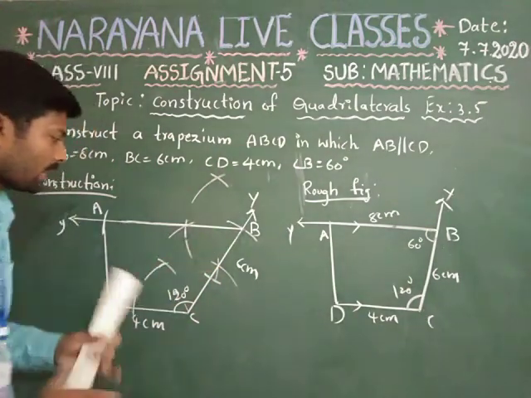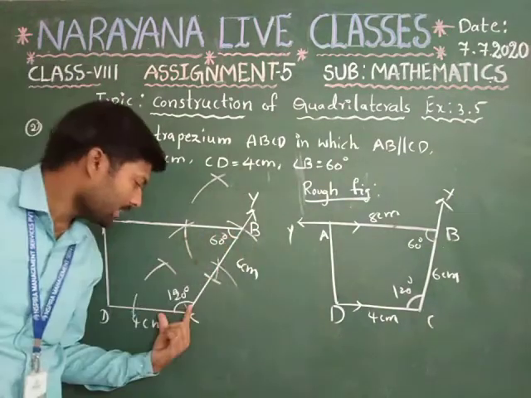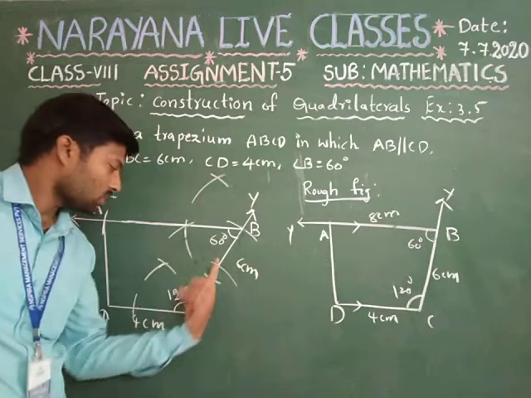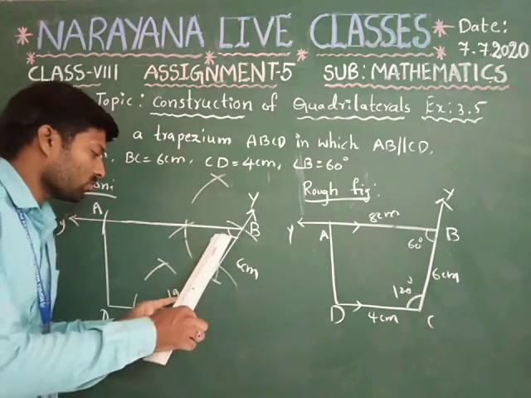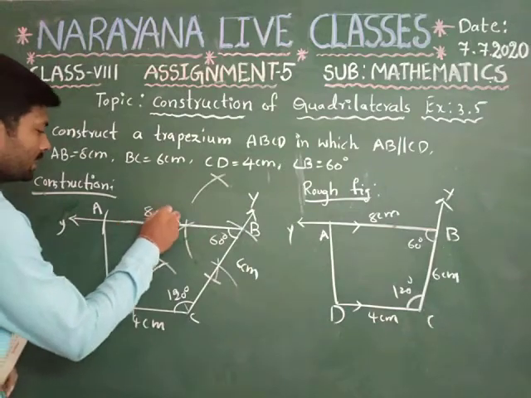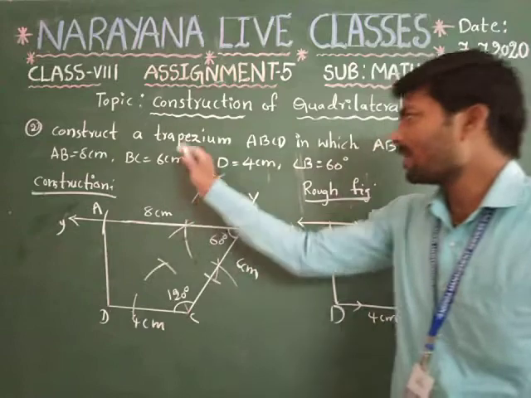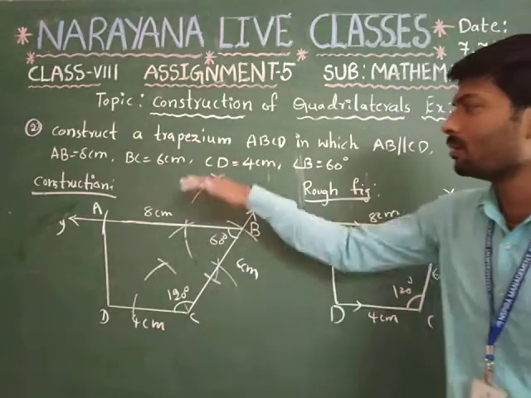Now these 2 angles, let me measure this one. This is a 60 degrees angle at point B and this is 120 degrees. Now these 2 angles are co-interior angles. The sum of these 2 angles must be 180 degrees. Let's measure it, it is 8 centimeters. So by this we can construct a trapezium ABCD based on the given measurements.